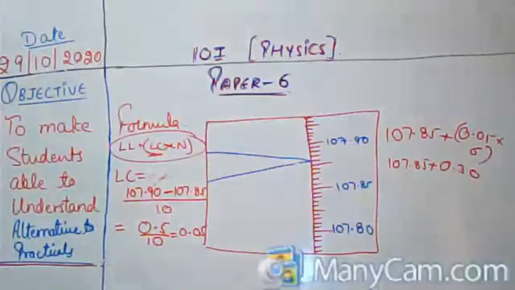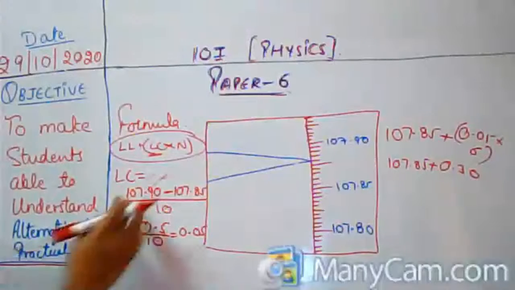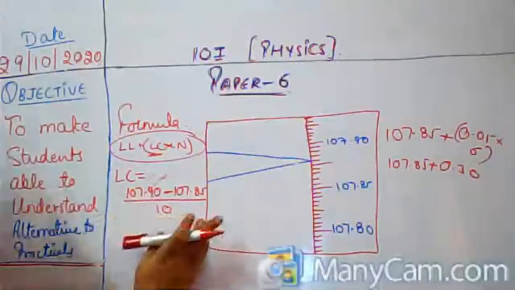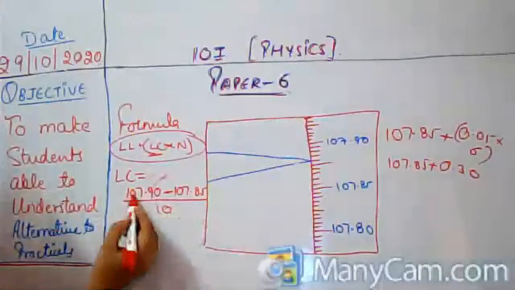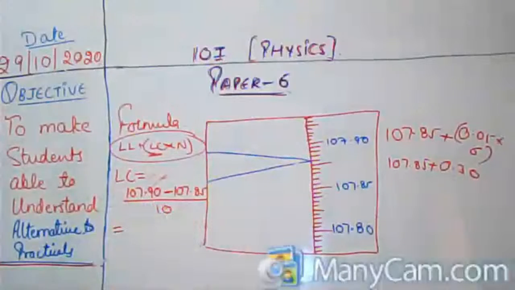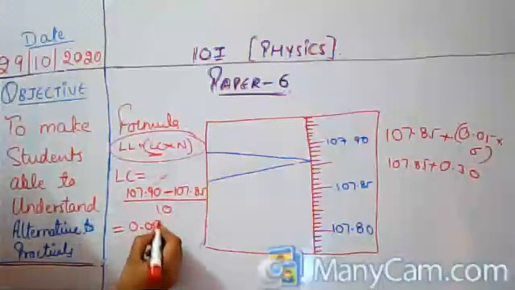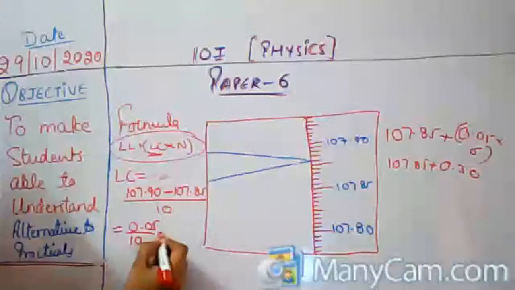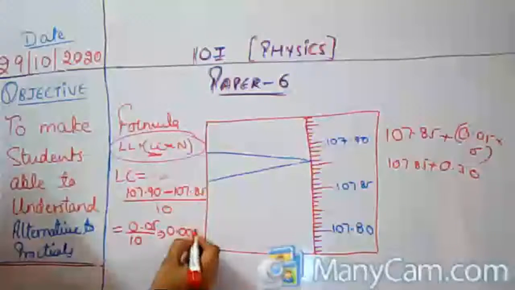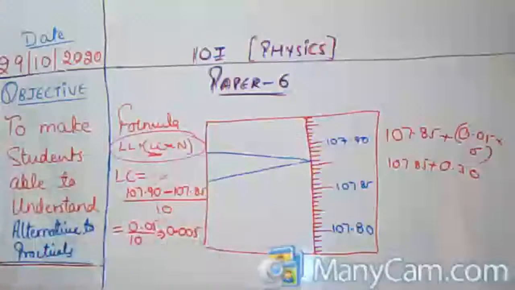Just a minute. One thing we did wrong here: when we subtract 107.90 minus 0.85, you will not be getting 0.5, but it is 0.05. And divide by 10, it is going to be 0.005. Fine, so this will be your least count.